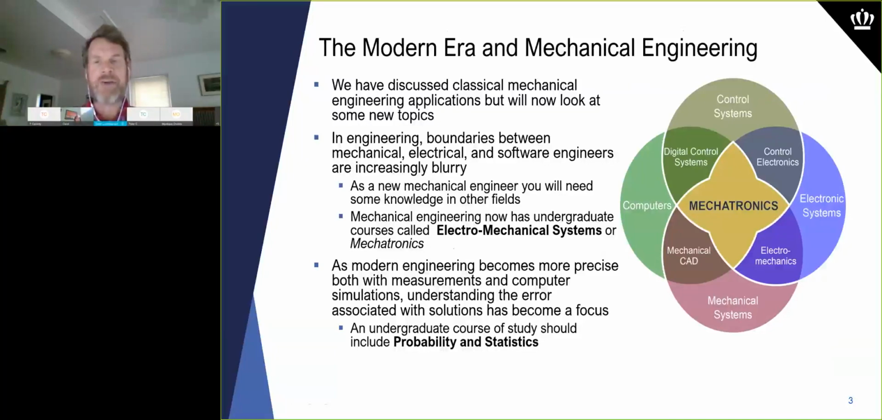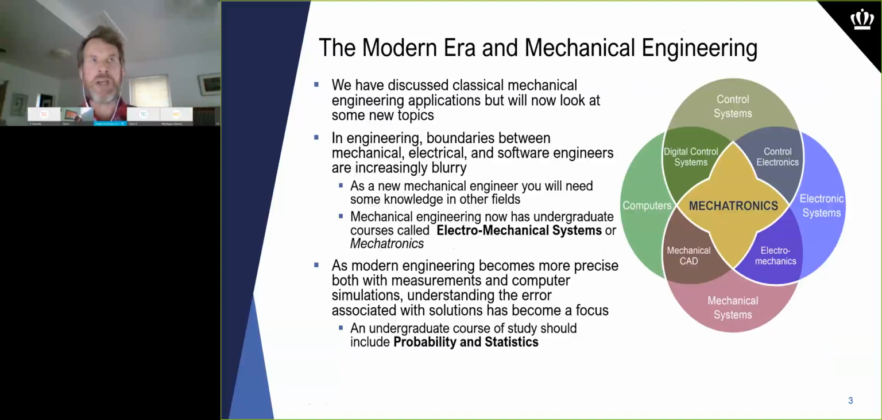In the little diagram at the right, I give you a feel for how that works. On the left-hand green circle, we see computers, and computers could be under electrical computer engineering. But you can see that the intersection of that green circle with the maroon circle at the bottom for mechanical systems is mechanical CAD, because here we're using computers to do computer-aided design of mechanical systems. On the right-hand side, we intersect with the purple circle in electronic systems, and here we have electromechanics.